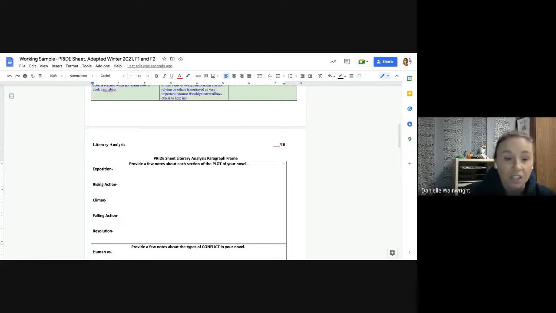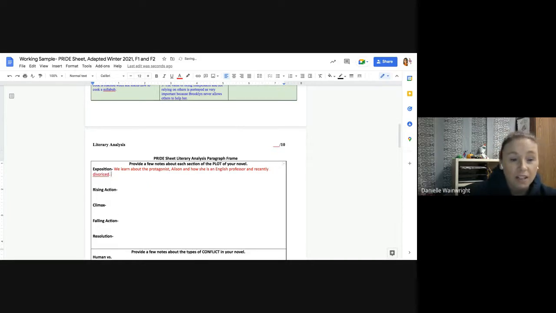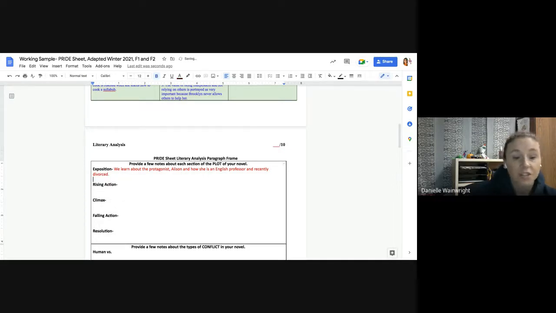So in the exposition, because I was reading the first novel in the series, we learn about the protagonist, Allison, and how she is an English professor and recently divorced. Okay. Now, spelling does matter. You can fix it later or at the time. But do not turn it in with a bunch of spelling errors, guys. I will just return it to you and say redo. Okay.